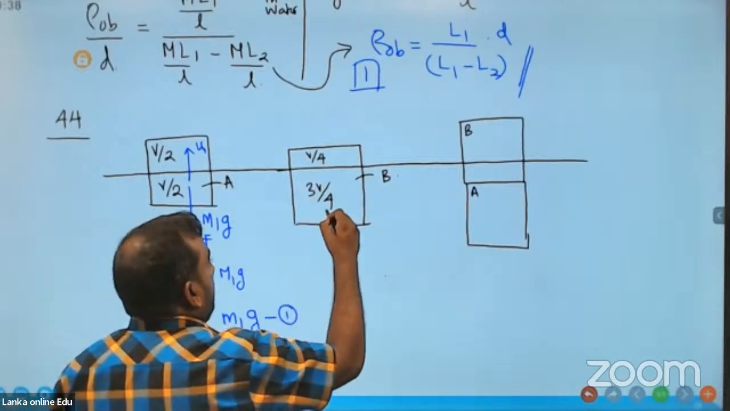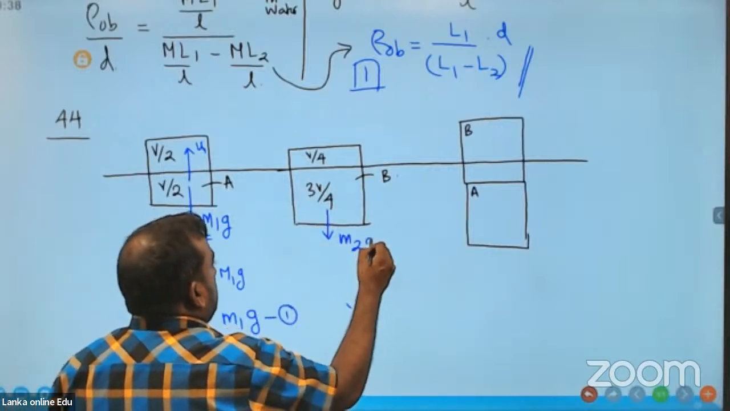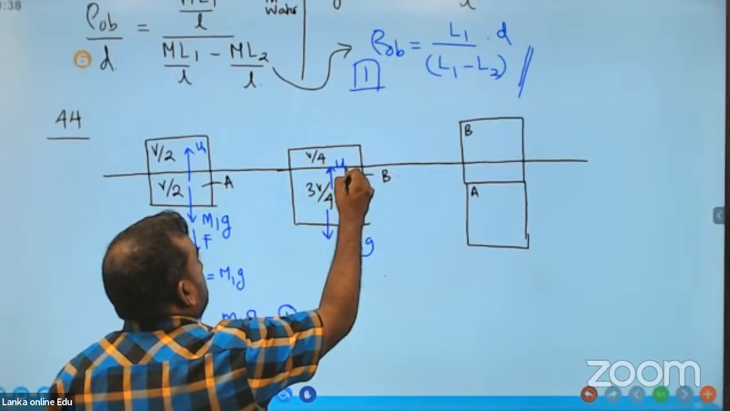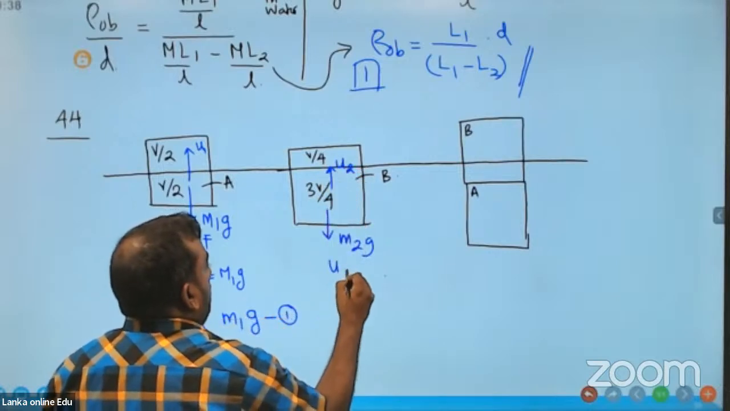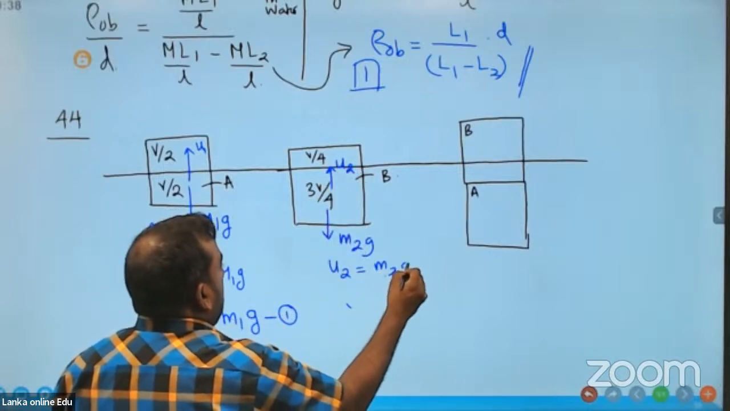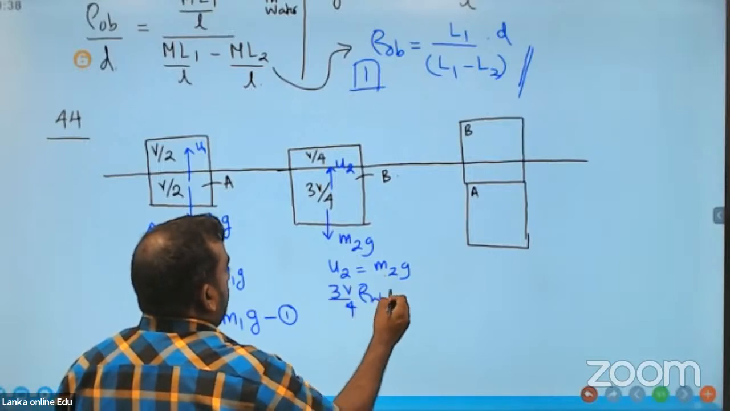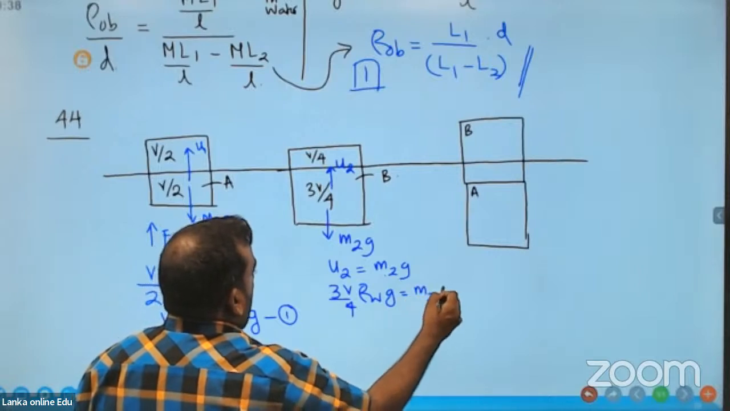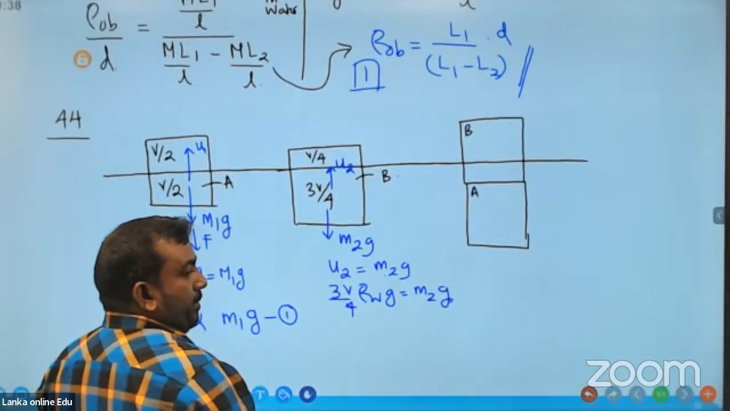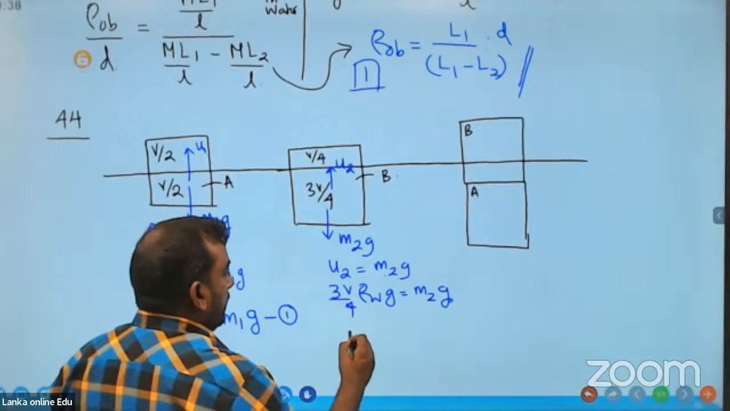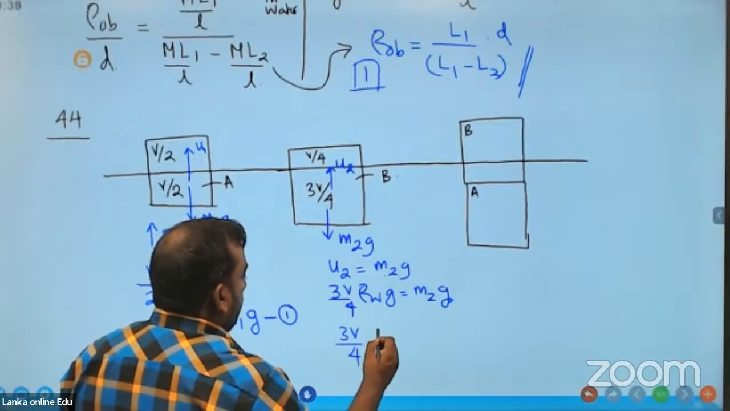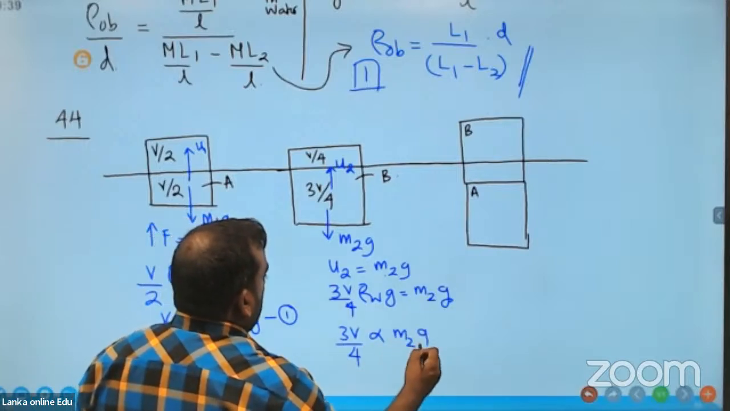For this one, weight is M2G, and upthrust is U2. U2 balances M2G. Upthrust is 3/4 rho WG, equal to M2G. Rho WG is common, so 3/4 the volume is proportional to M2G. This is equation 2.